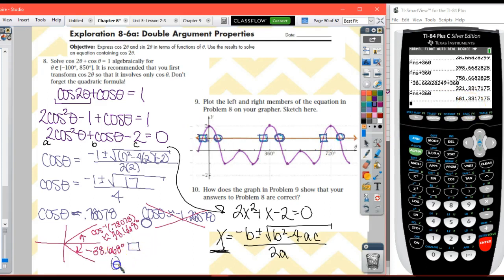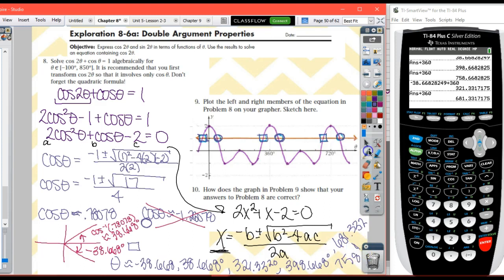If you were going to write this out, we would have a negative 38.668, a positive 38.668. We ended up with a then 321.332. We also had 398.668. Then our last two answers, 681.332. And then our last answer, 758.668.